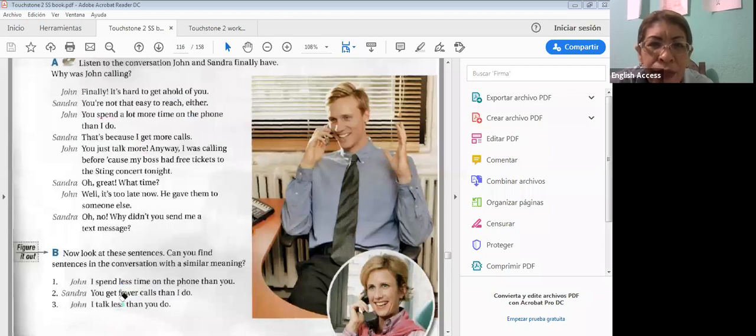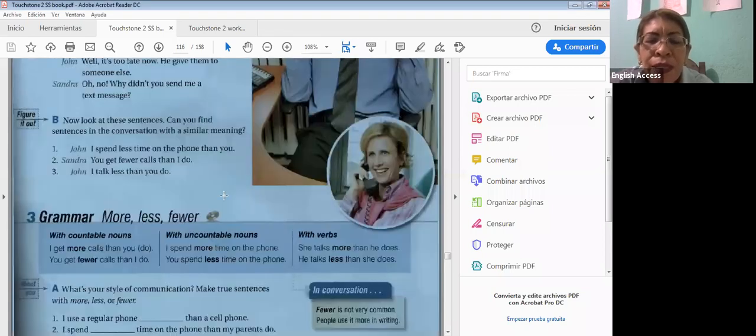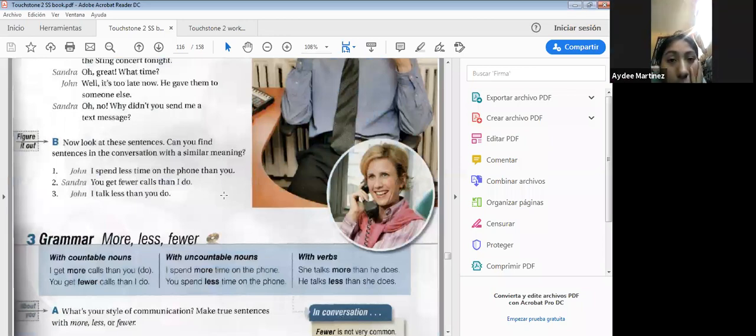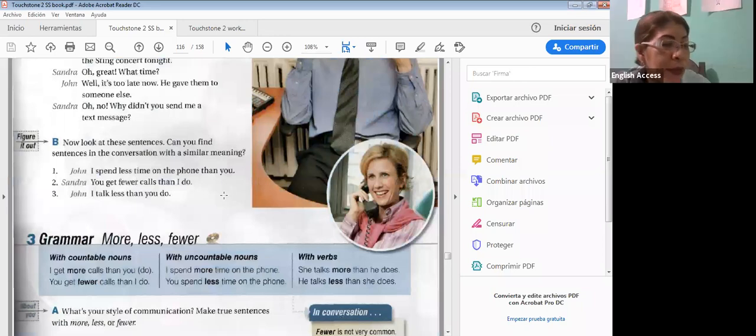So let's continue with the grammar chart and also I have some examples. Pay attention to exercise 3. We have the grammar chart. We have more, less, and fewer. It says that we're going to use countable nouns, uncountable nouns, and we're talking about verbs. So the first column says countable nouns.